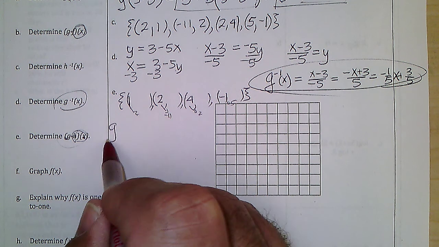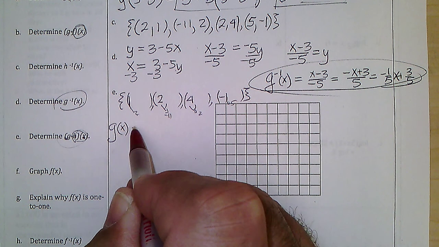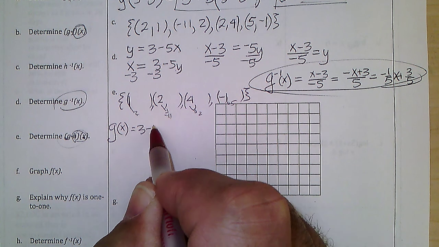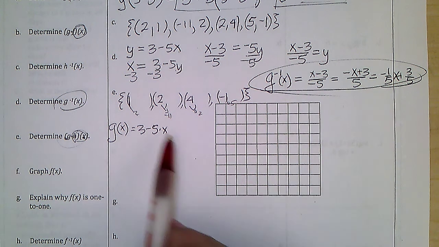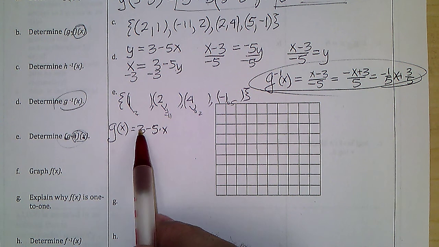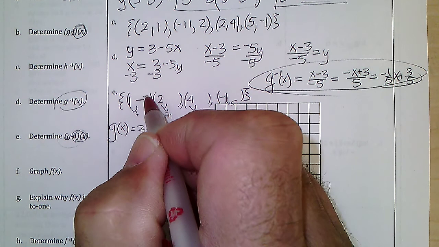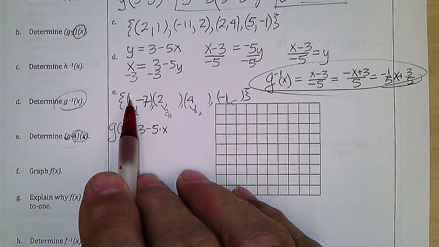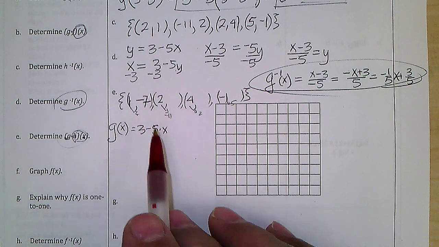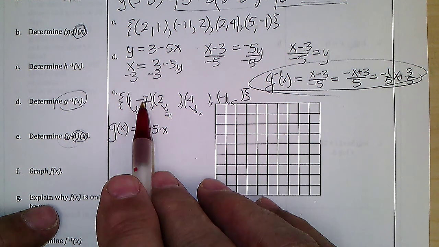Now G, just to help you remember here, was 3 minus 5 times the x. And we're putting in a 2, so 5 times 2 is 10. 3 minus 10 is negative 7. We started with a 1, h changed it to a 2, and g changes a 2 to a negative 7.